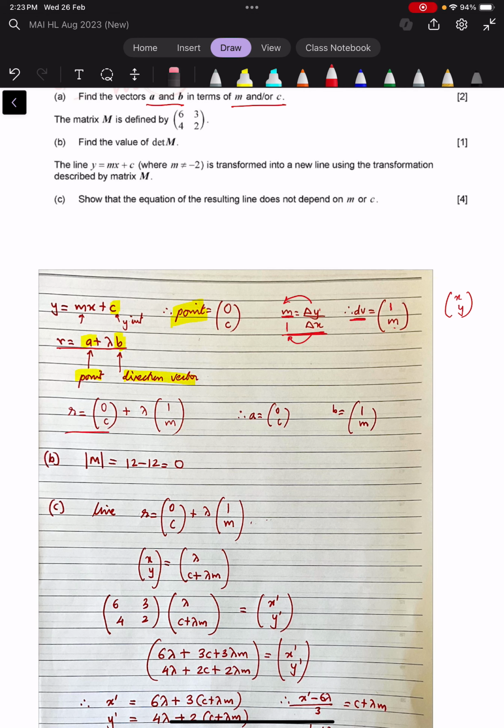So hence we get r is equal to a plus lambda b. Our point is (0, c), and the direction vector here is (1, m). So hence you get your value of a as (0, c), and b is equal to (1, m).